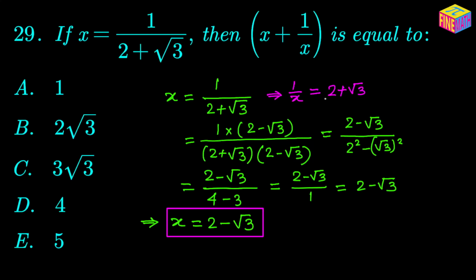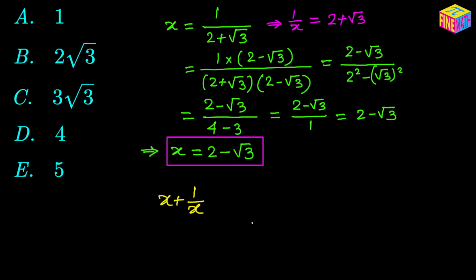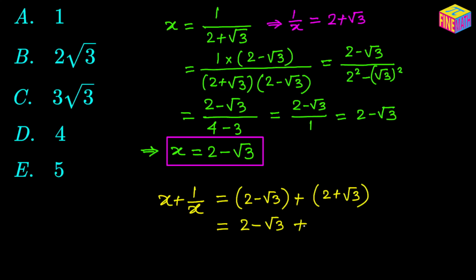So now let's quickly add them, x plus 1 over x. This is what we have to calculate. So x plus 1 over x would be, x is 2 minus square root of 3, and then 1 over x is actually 2 plus square root of 3. And from here if we remove the parenthesis, you can easily see that we have 2 minus square root of 3 plus 2 plus square root of 3, and these ones are going to cancel each other. So we are going to be left with positive 4. 2 plus 2, that is 4, and that is our answer.